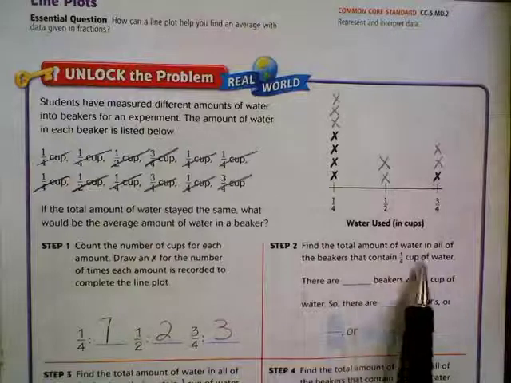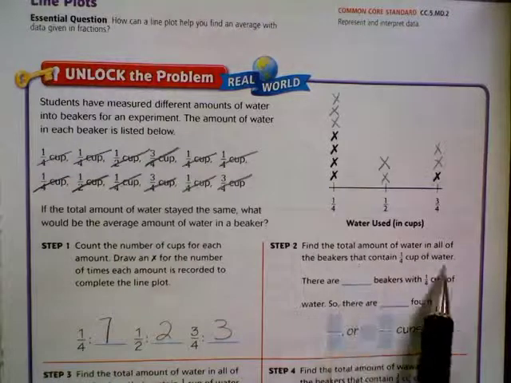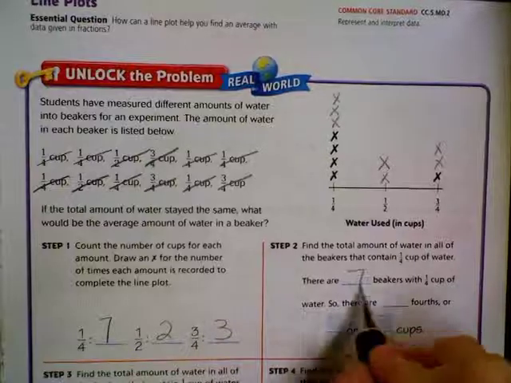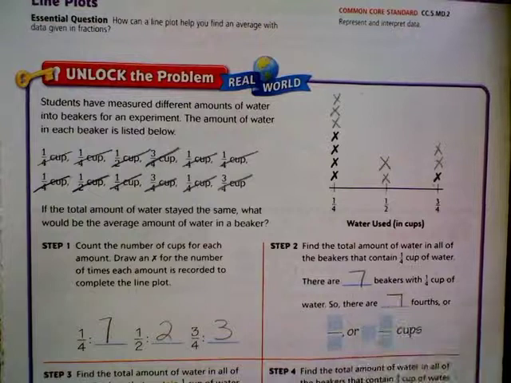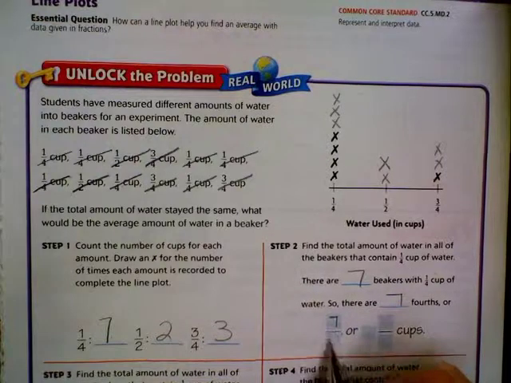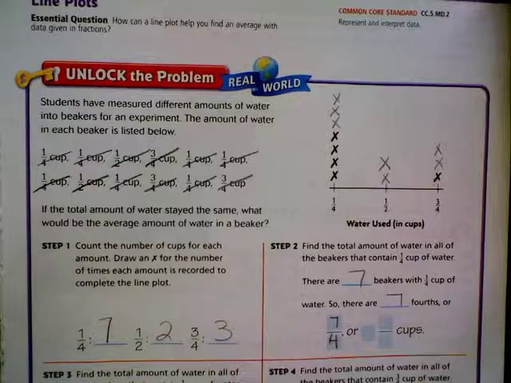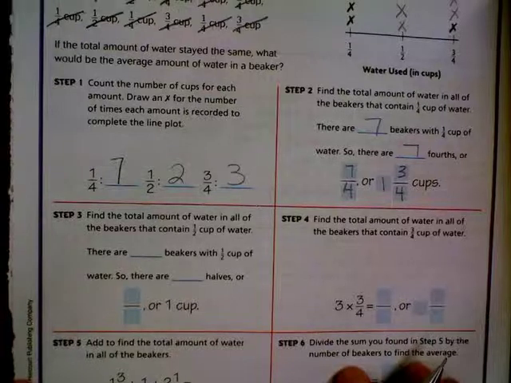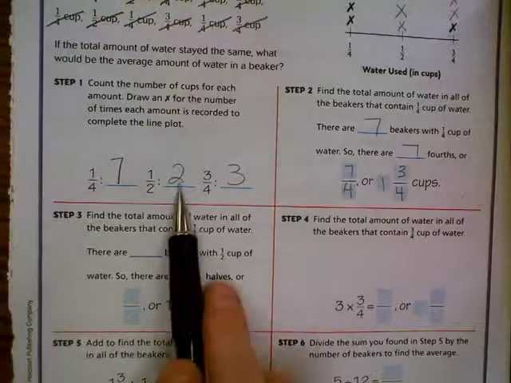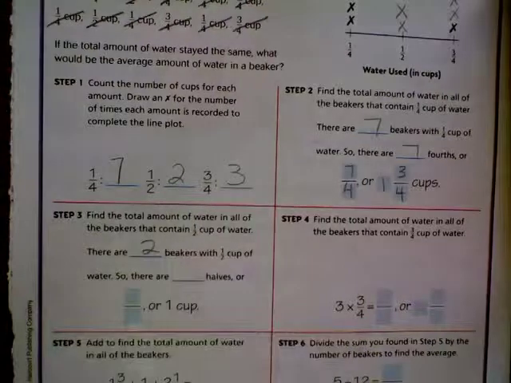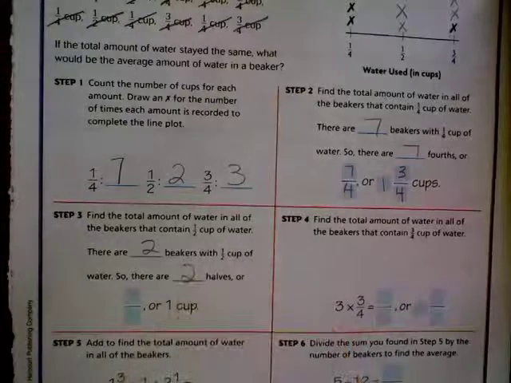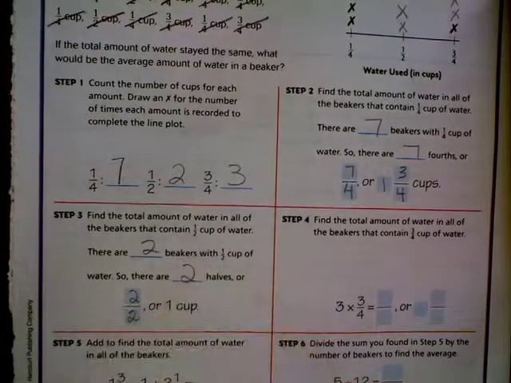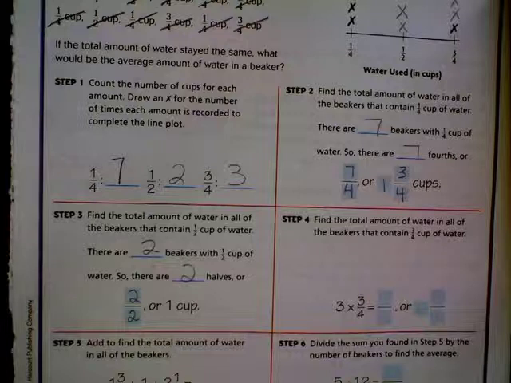We'll find the total amount of water in all of the beakers that contain 1/4 of a cup. Since there are 7 beakers with 1/4 of a cup of water, that means there are 7 fourths, which we would write as 7/4. When we change that into a mixed number, it becomes 1 3/4 cups. Step 3, we're going to find the total amount of water in the half cups. We know there are 2 beakers with half cups of water, so there are 2 halves, which we would write as the fraction 2/2, or we know that anytime the numerator and the denominator are the same number, that's equal to 1.